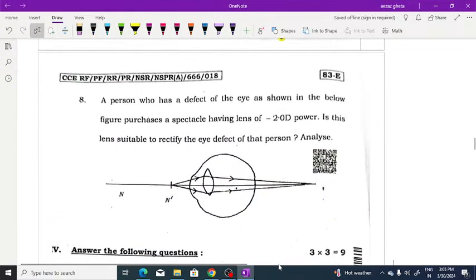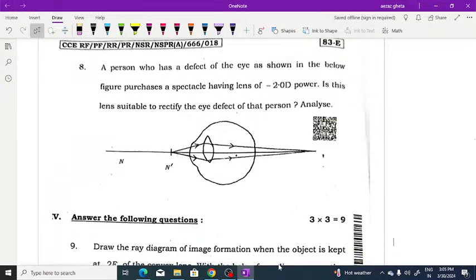The next question is: a person who has a defect of eye, as shown in the figure, purchases a spectacle lens having a power of minus 2D. This power indicates that the lens is concave. Is this lens suitable to rectify the eye defect?